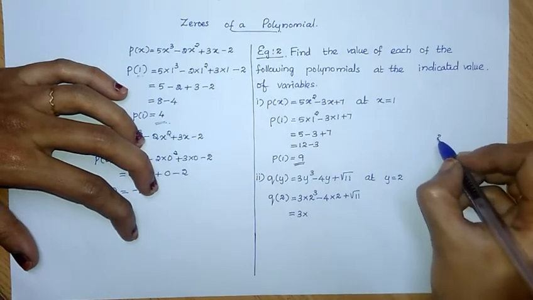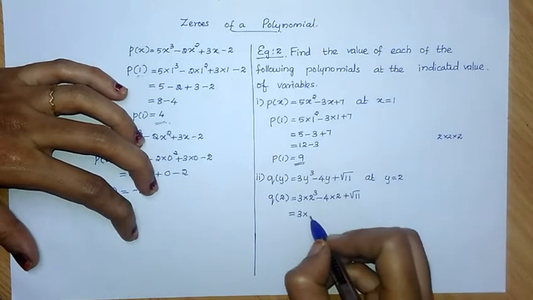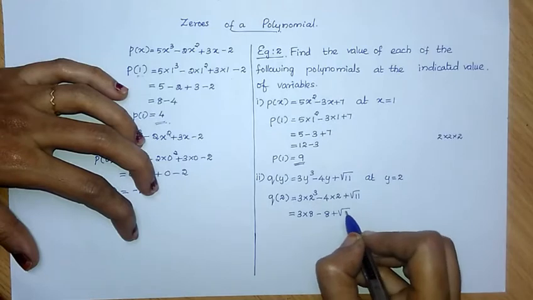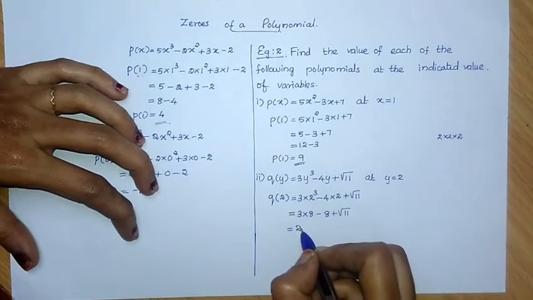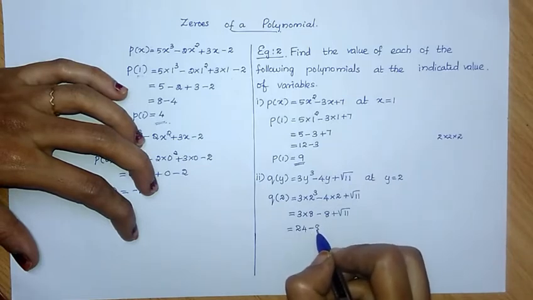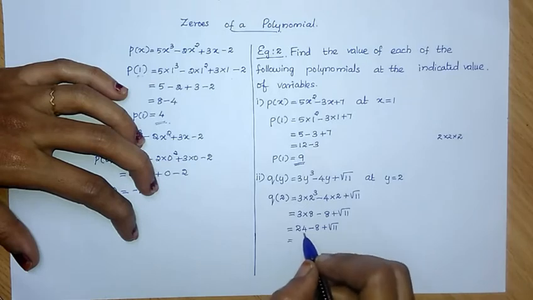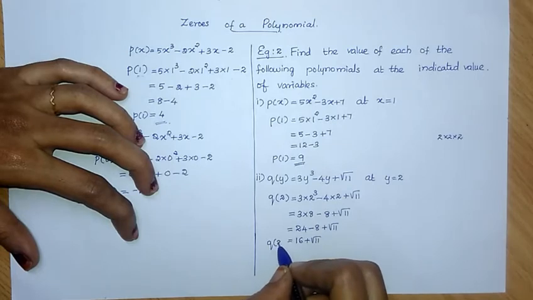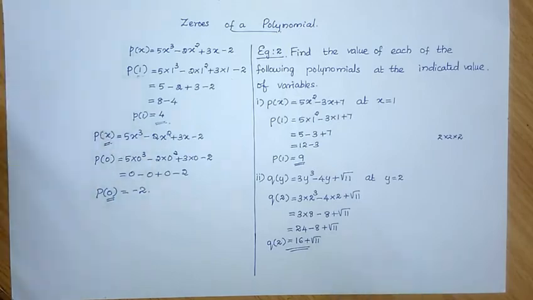2 cube is 2 into 2 into 2. 2 2s are 4, 4 2s are 8. 8 minus 4 2s are 8 plus root 11, which is equal to 8 3s are 24 minus 8 plus root 11. Now 24 minus 8 is 16 plus root 11. So here the value of Q of 2 is 16 plus root 11.